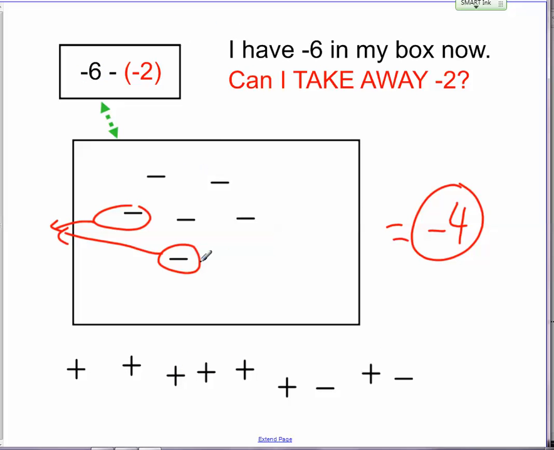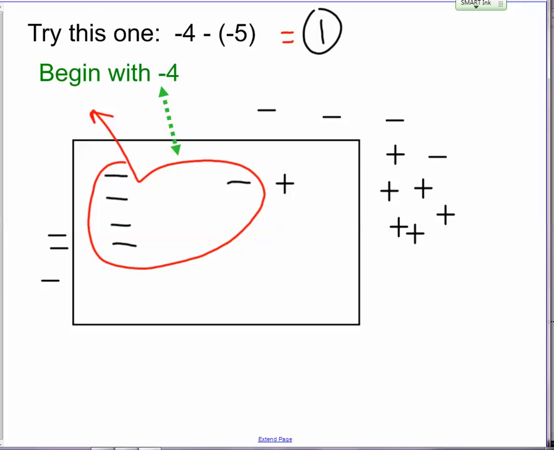We started with -6, and all we have to do is take away 2 of these negatives. So we start with 6 negatives, out come 2 negatives, and we're left with -4. So real easy to do with the tiles. All right, then we started with -4, and we had to take out 5 negatives. We didn't have 5 negatives, so we put in a 0, and then we take out our 5, and we're left with a +1.